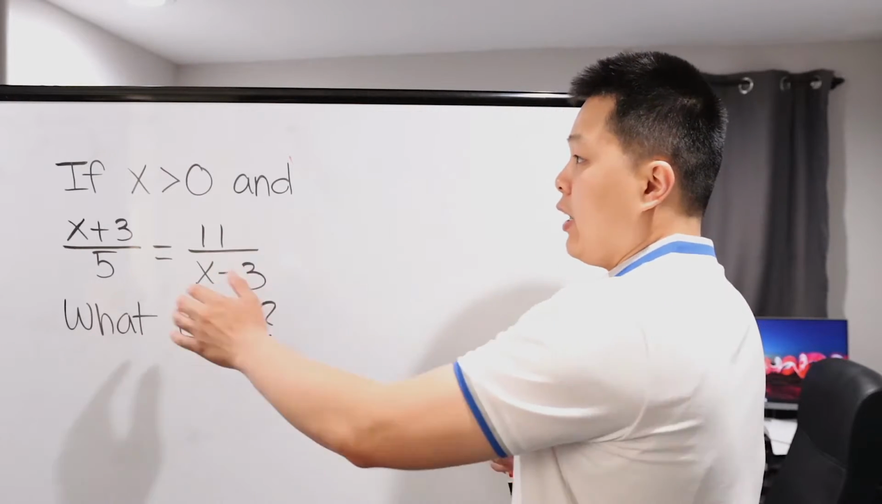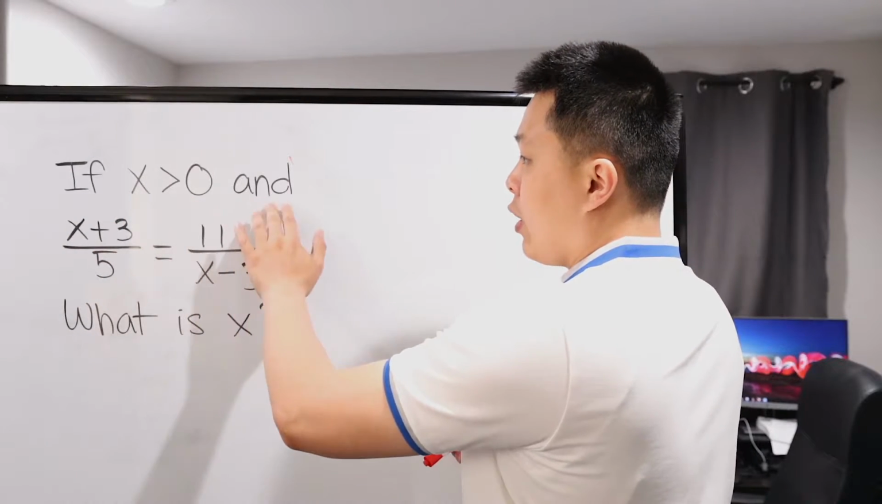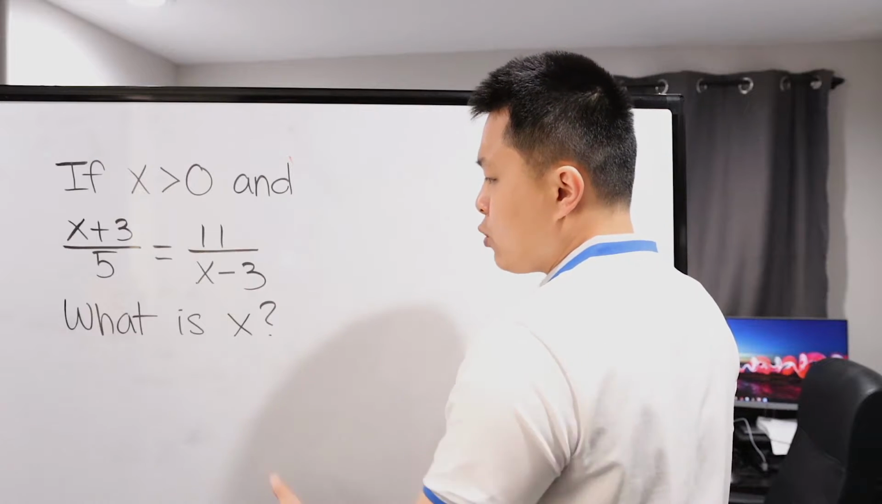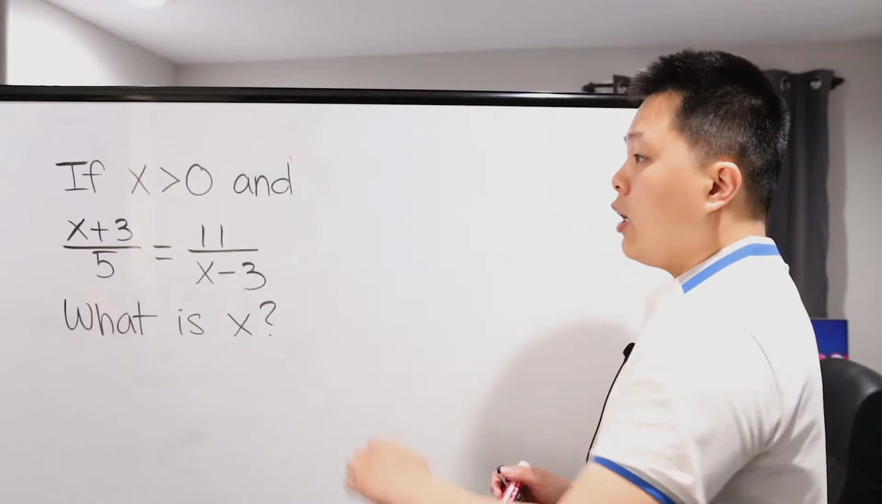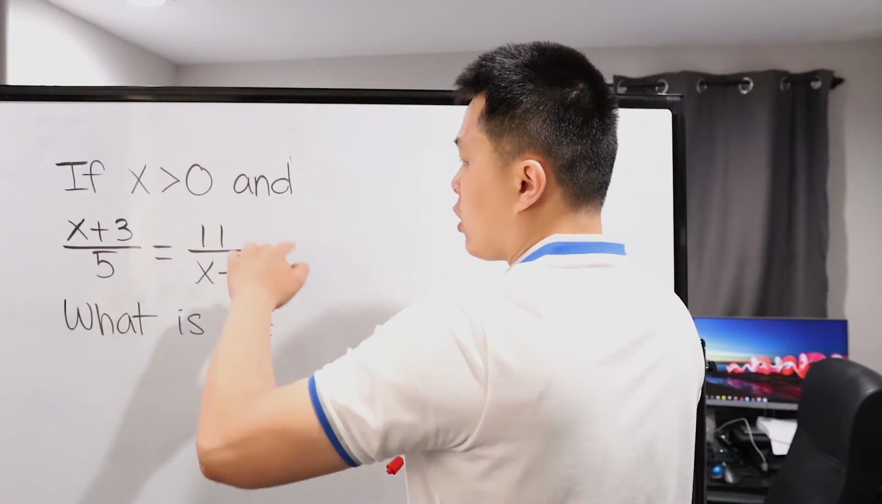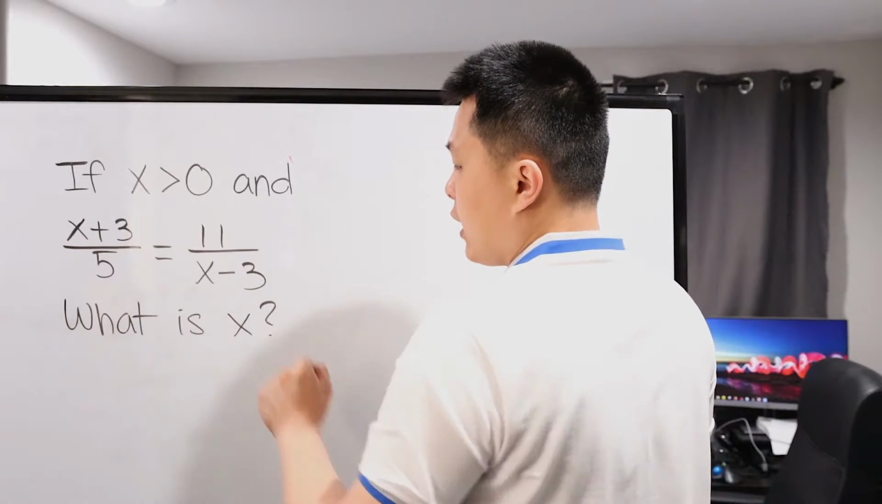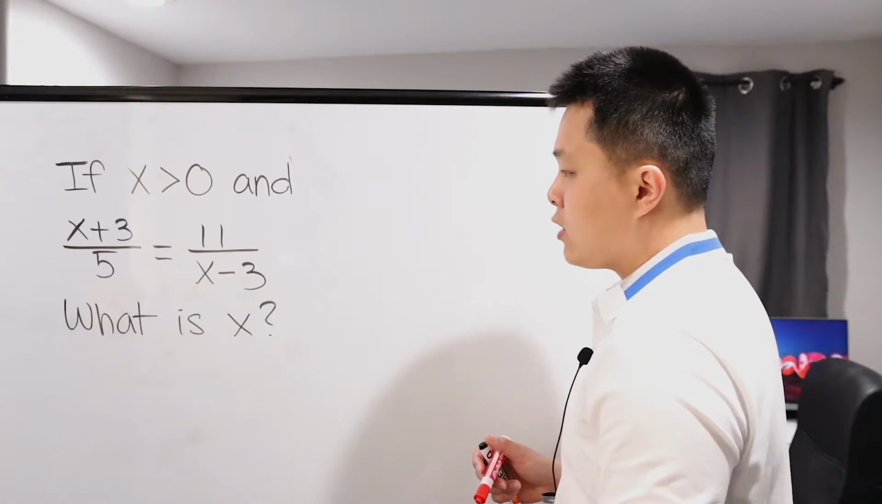So let's begin. If x is greater than 0 and (x plus 3) over 5 equals 11 over (x minus 3), what is x? Okay, so this is the bulk of our problem. This is what we're going to be focusing on. Now notice this. We have an x minus 3 and an x plus 3. Let's get rid of the x minus 3.